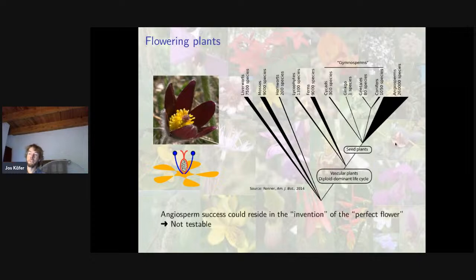This could reside in the invention of the perfect flower. The perfect flower is a reproductive structure that unites female and male reproductive organs, so like the pistils and the ovaries and the stamens. However, because we only have one point, it originated somewhere here along the ancestor of the flowering plants. We cannot test this hypothesis statistically.